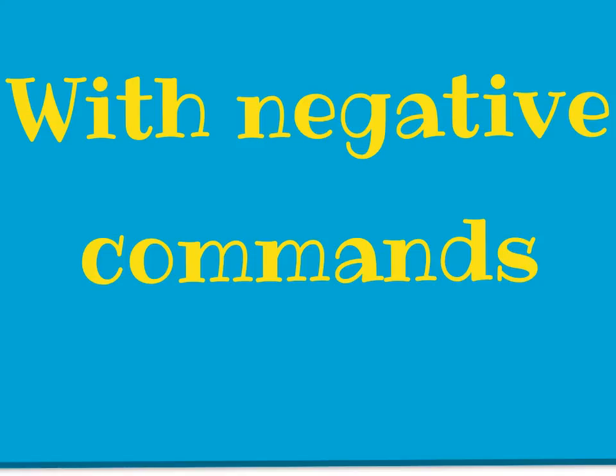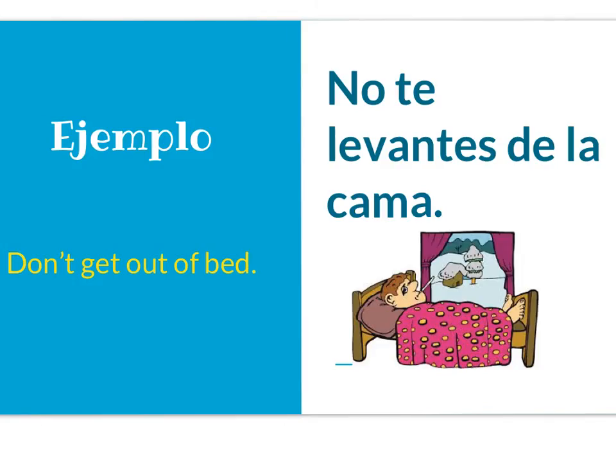With negative commands, if you are using reflexive or object pronouns, you place these after the no and before the command. Por ejemplo, don't get out of bed. That comes from the verb no levantarse de la cama. So you put it before your conjugated verb. No te levantes de la cama. Because it's an AR verb, that's why I have the ES ending. And I put it before my conjugated verb, before my mandato. No te levantes.